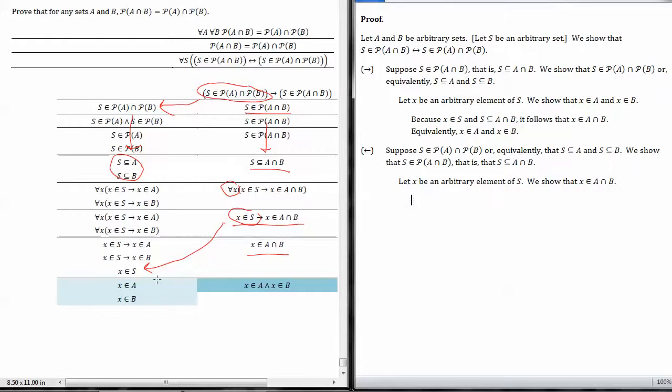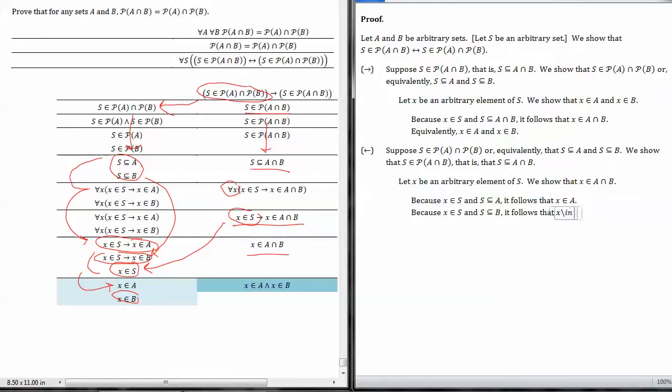And finally, we got to put all our givens together. So because X is in S, and this conditional, which came from S being a subset of A, we can conclude that X is in A. Because X is in S and S is a subset of A, it follows that X is in A. And we can do the same thing with this other conditional, which came from S in B, to arrive at X in B. So because X is in S and S is a subset of B, it follows that X is in B.